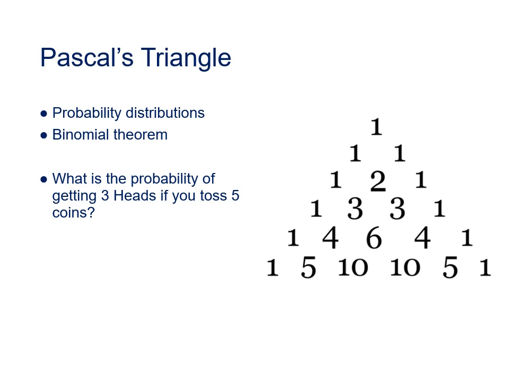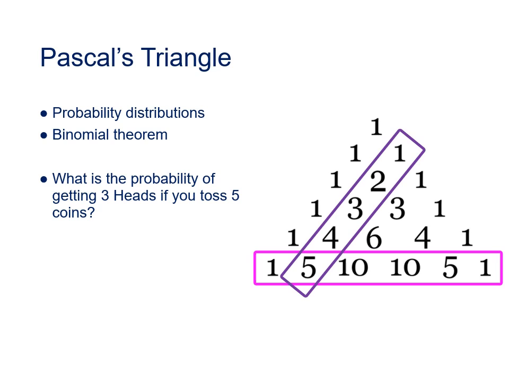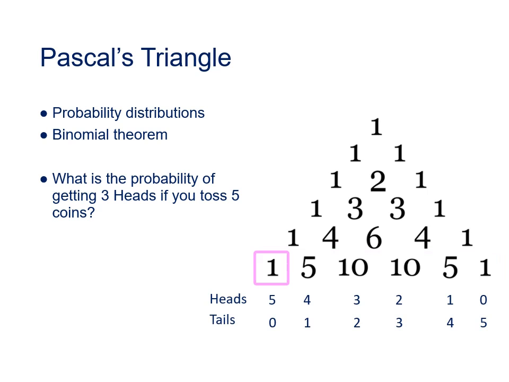So what about a larger number of coins? What's the probability of getting 3 heads if you toss 5 coins? Well, now we're dealing with 5 coins, we need to use row 5 of Pascal's triangle. Note, you can always get the row number from this diagonal. So on this row, which coefficient to use? Well, the coefficient for 5 heads would be 1, 4 heads, 5, and 3 heads is 10. So the multiplier we need is 10.